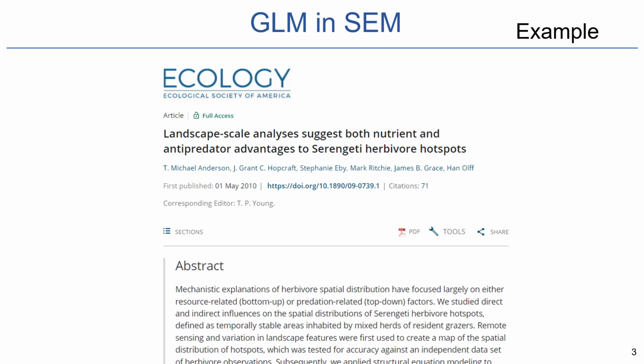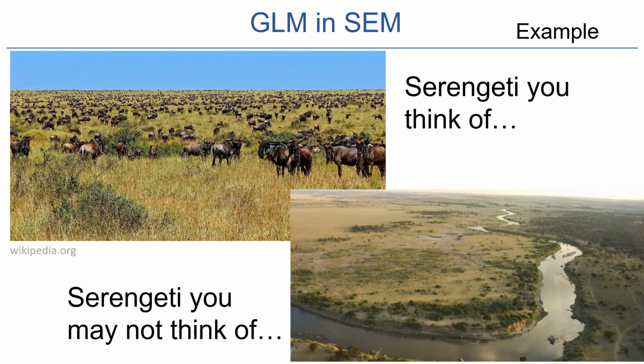So the study aimed to understand where the hotspots of animals in Serengeti, of animal biodiversity, are, and what are the factors affecting these hotspots. And on the first picture, you see the Serengeti that you may think of if you watch a video about this beautiful place. So we think about Serengeti as a place full of animals. And in the second picture, you see the place without any animals, so an empty place.